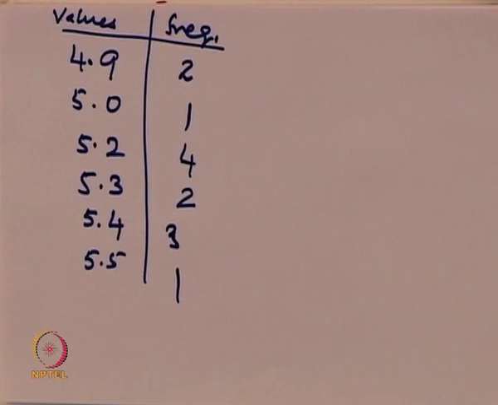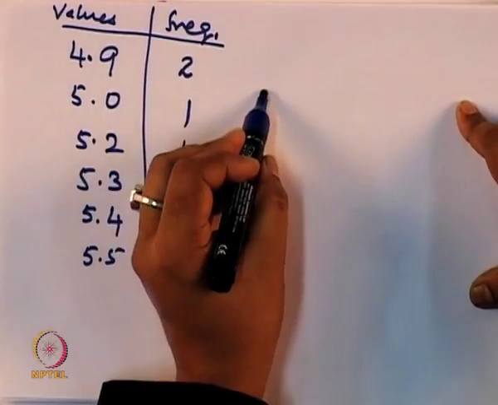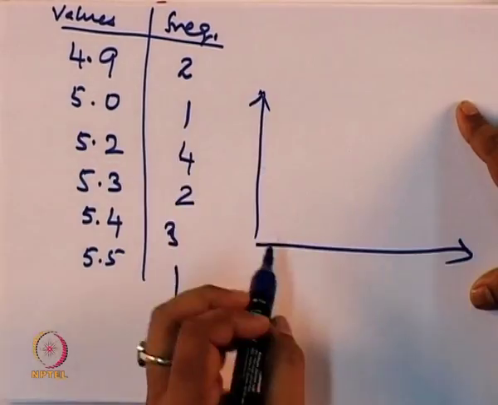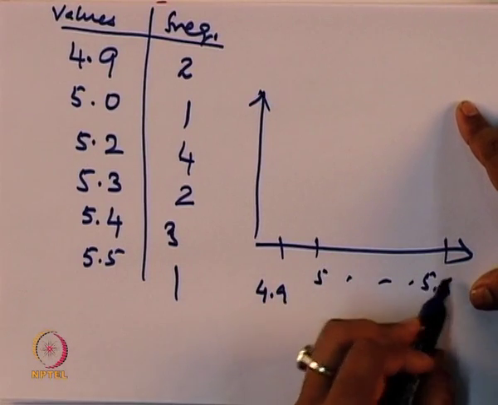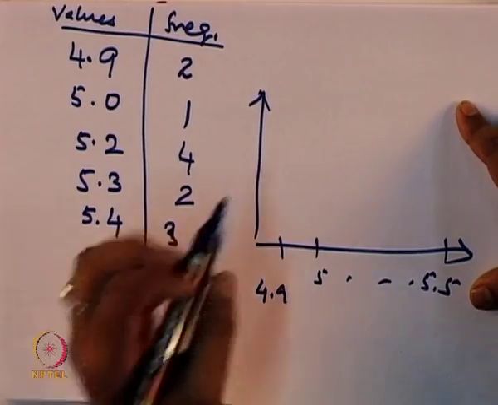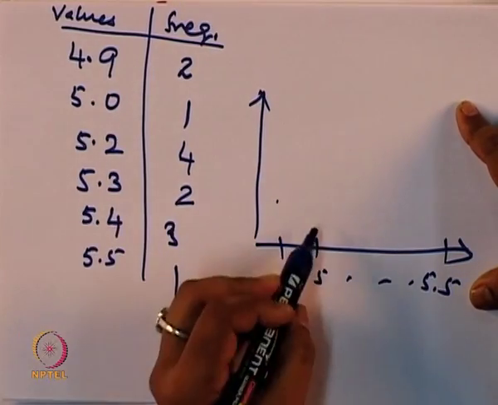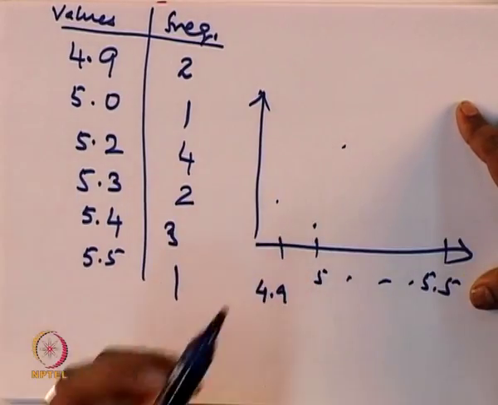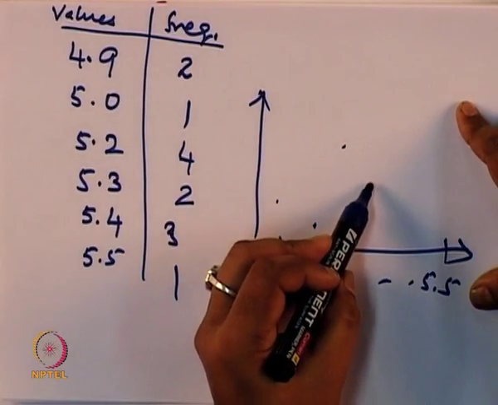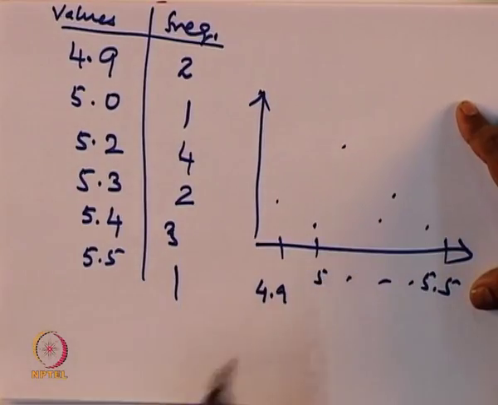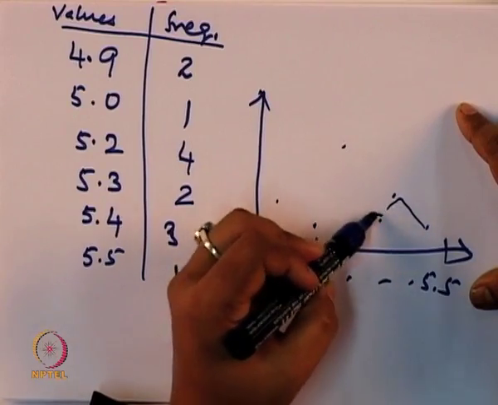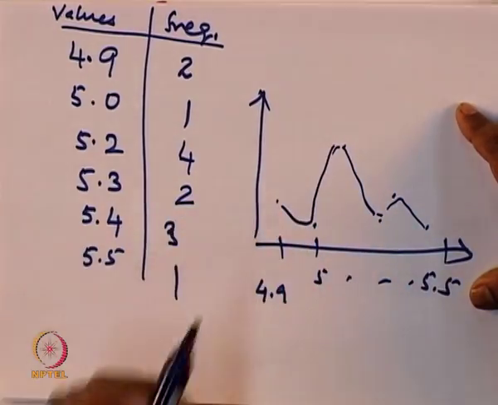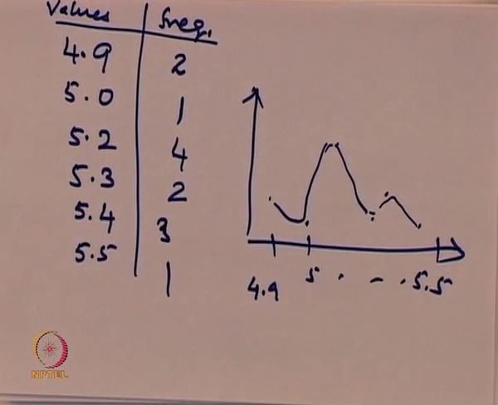So, the very fact that I have converted this into a frequency plot would mean that eventually you would plot this data as a histogram. So, these are your individual values 4.9, 5, so on and so forth. This is your 5.5 value, and what I can see is 2, 1, then I have a maximum 4, then I have 2, 3, 1. So, if I were to connect these data, my curve would look something like this. So, the histogram looks something like this.